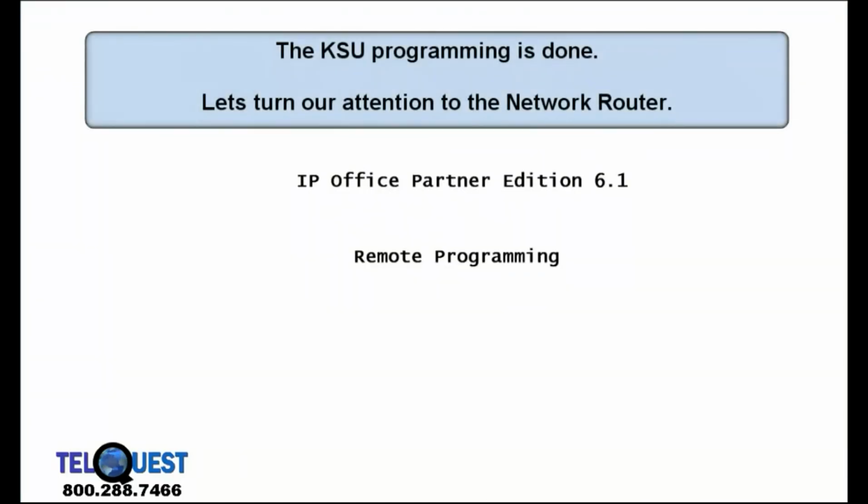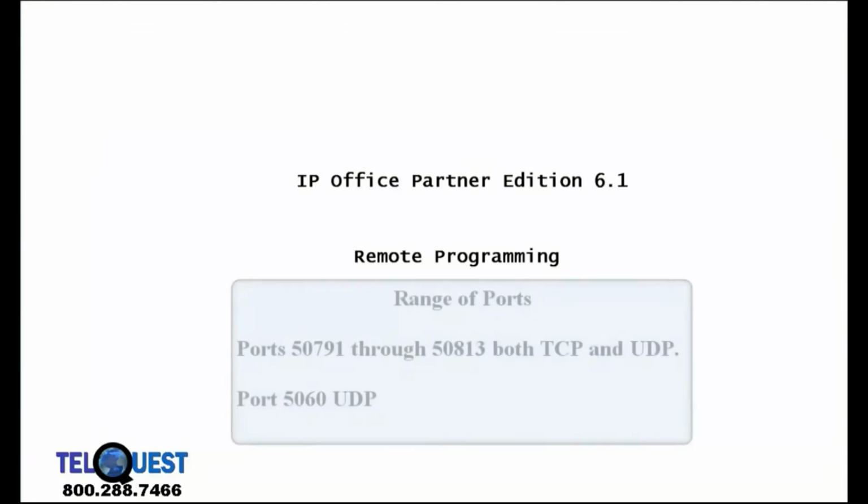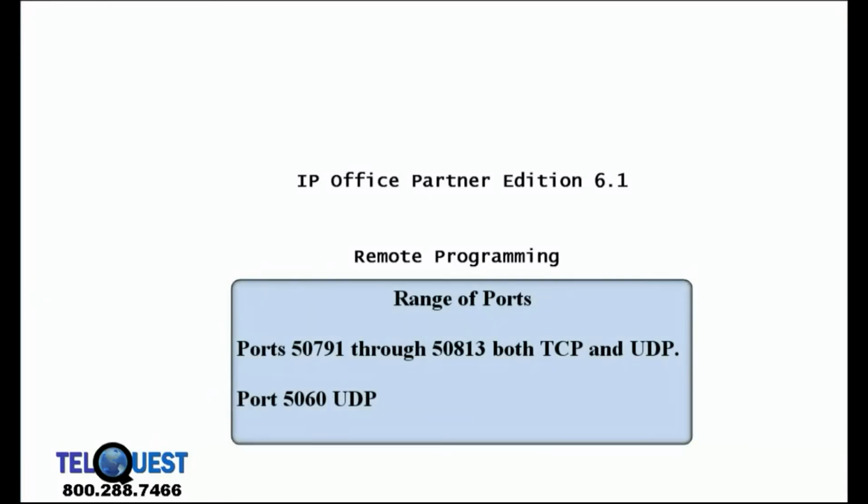Now that the KSU is programmed, we have to turn our attention to the router. There's a certain range of ports that need to be opened in the router, also known as port forwarding. Here are the ports that we're concerned with. There actually are several ports in here. That's why we specified a range. And not only that, some of the ports are TCP and some of the ports are UDP. By selecting both TCP and UDP for the port range, we're sure that we have everything covered.